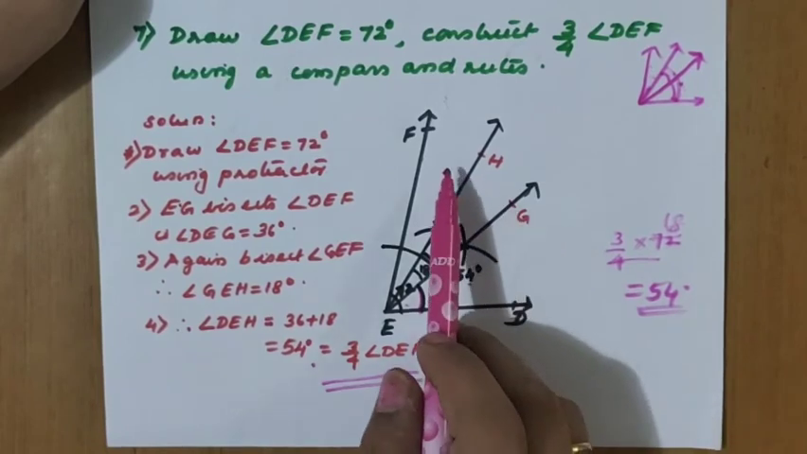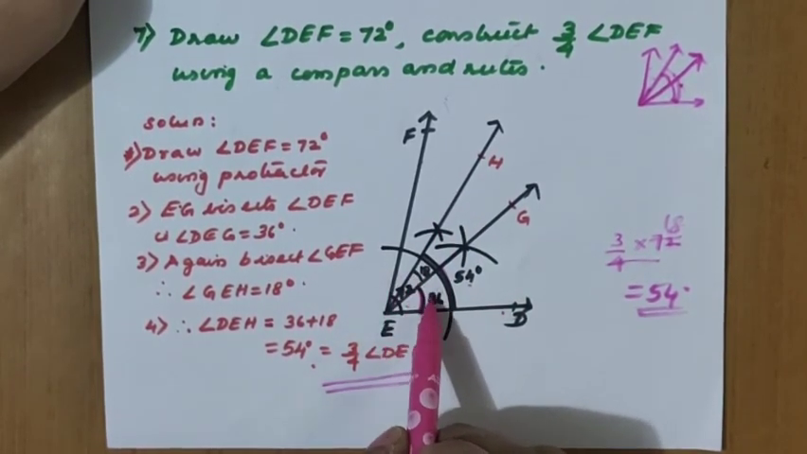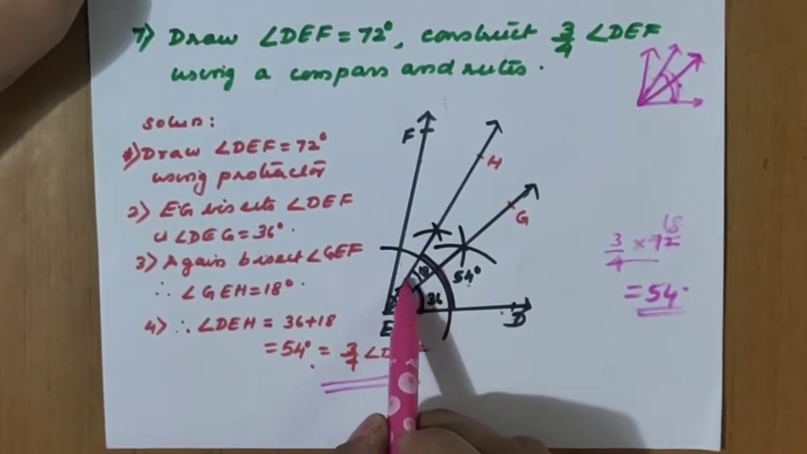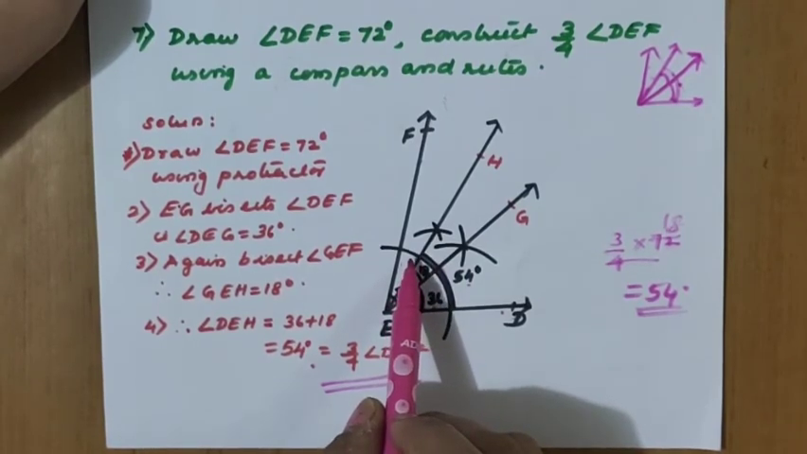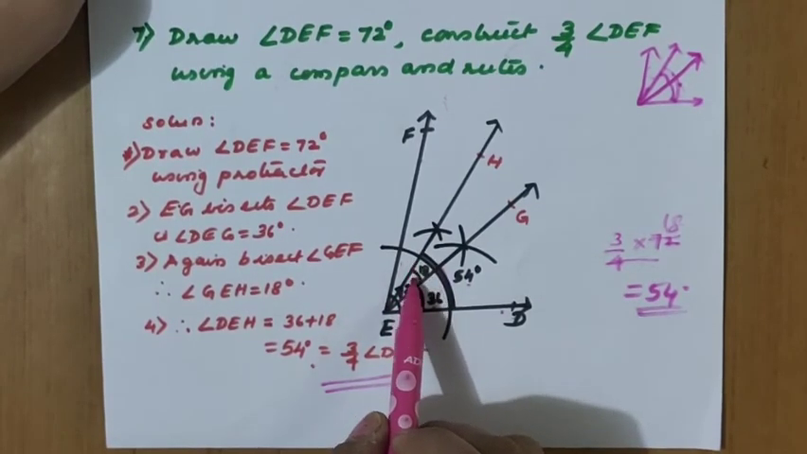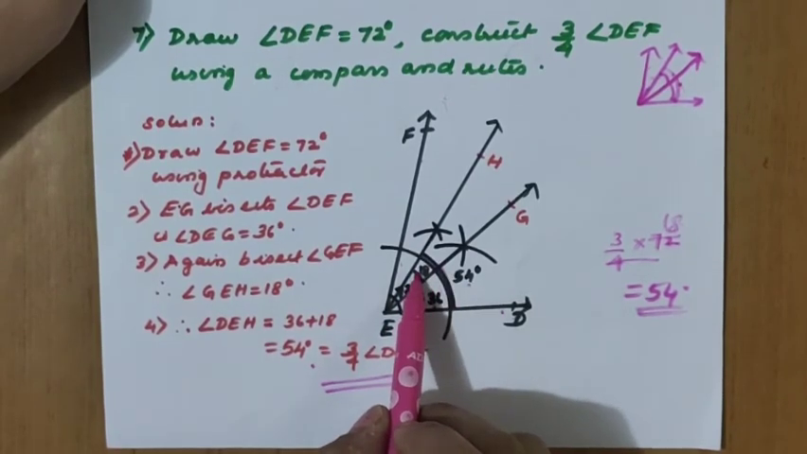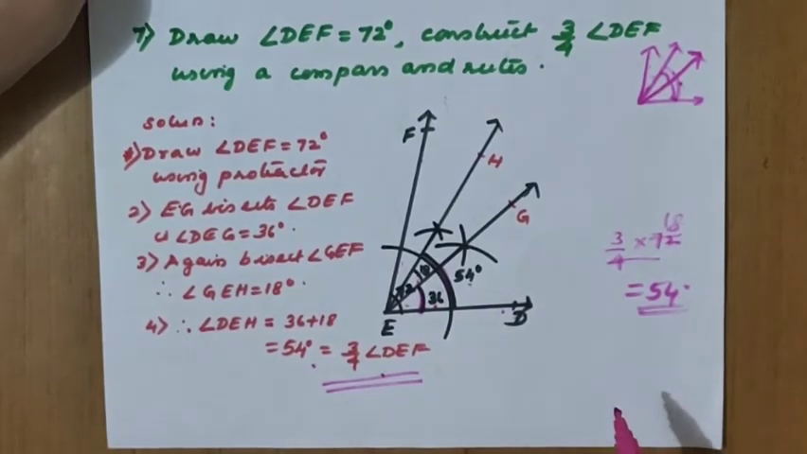How have we got it? First the 72 was bisected, each part equal to 36. Again, this 36 we divided into two equal parts. That means if 36 is divided equally, each part will be equal to 18. So if we add this 36 plus 18, we get 54. So 54 degrees is 3/4 of angle DEF.